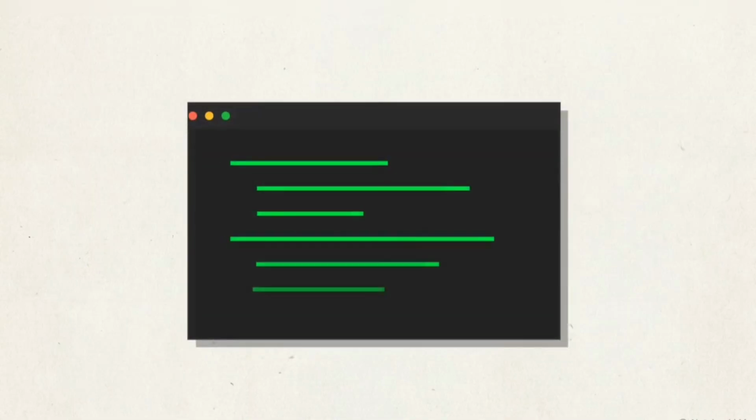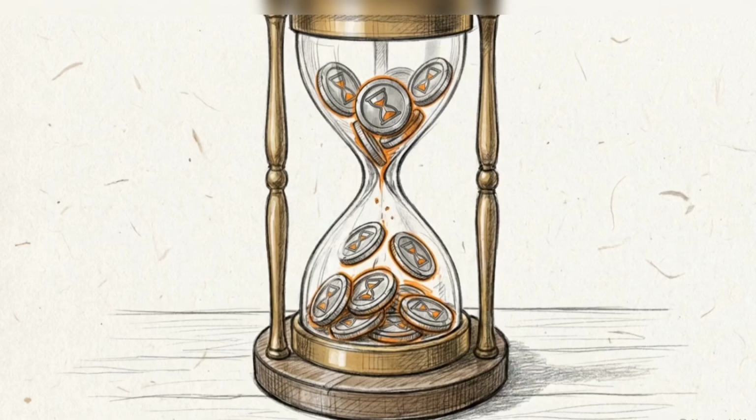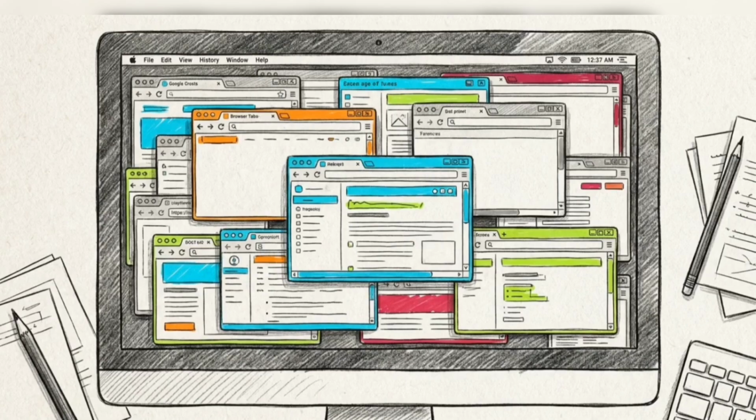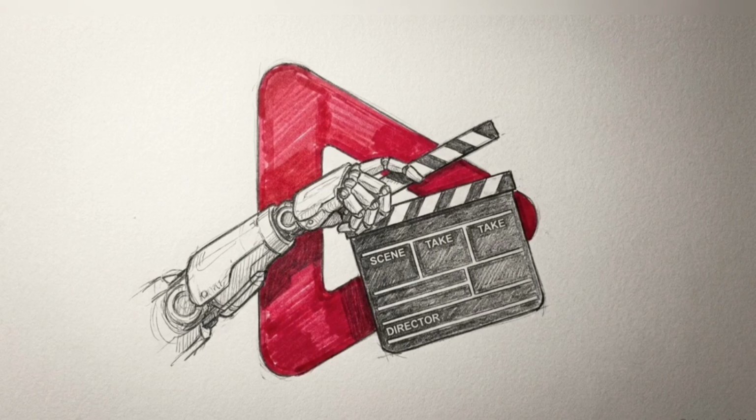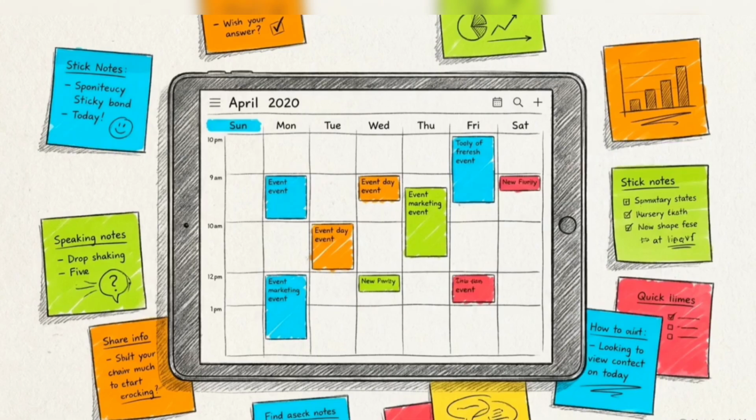Succeeding right now isn't about finding a hidden glitch in an algorithm. It comes down to treating your daily hours as a strict, non-refundable currency and spending them intentionally. The market is currently flooded with viable options: building YouTube automation channels, labeling data for AI, or designing digital planners.